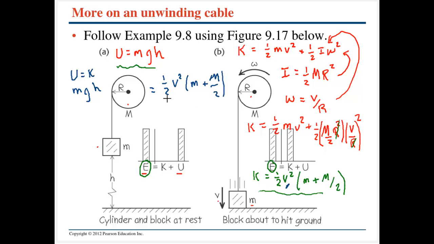So I multiply both sides by 2, I divide both sides by this quantity, and I end up with an expression for the velocity in terms of the height of the block, the mass of the block, and the mass of the pulley. So it's going to be 2 times the mass of the block, gravity times height, divided by the little mass plus the big mass divided by 2 down here on the bottom, and that square root covers everything.